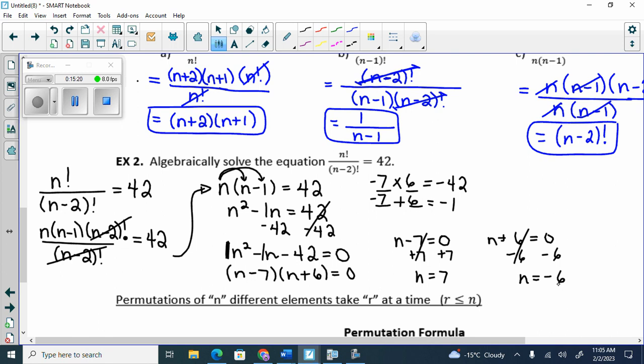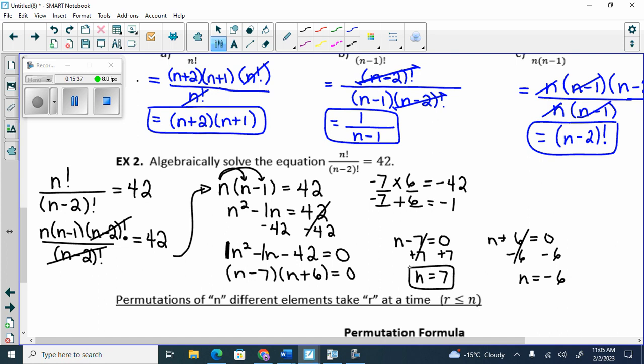One of these will be extraneous. One of these will not work. And remember, factorial symbols don't work with negatives. So if I plug this back in, I get 7 factorial over 5 factorial, and if I type that into my calculator, it tells me it's 42. So this one's good.